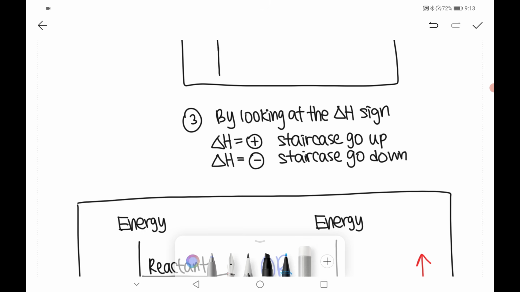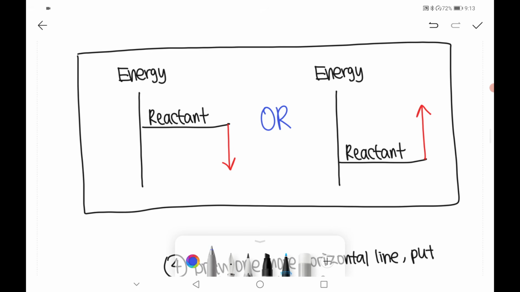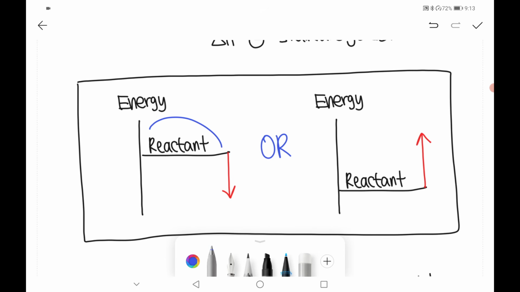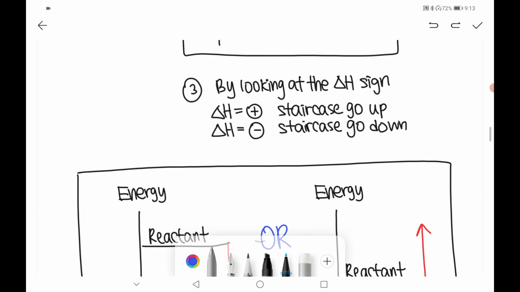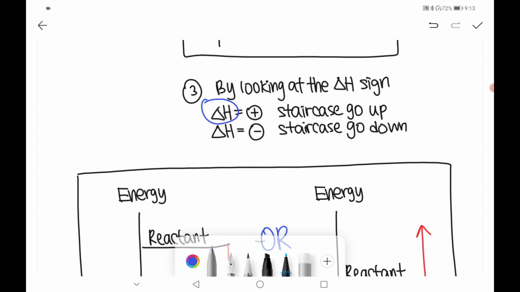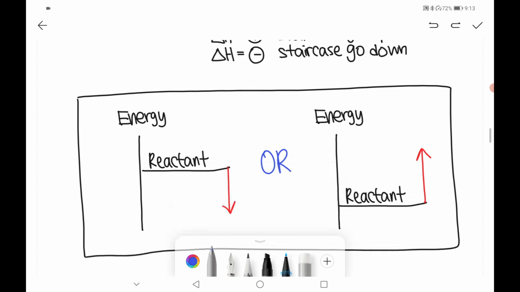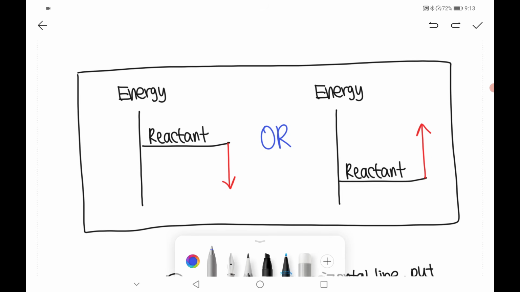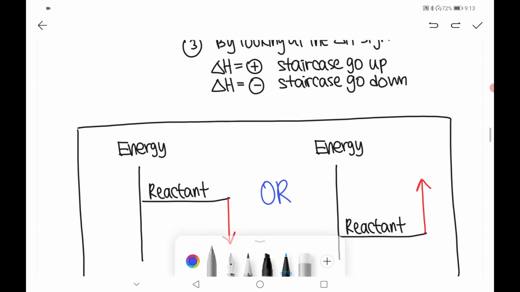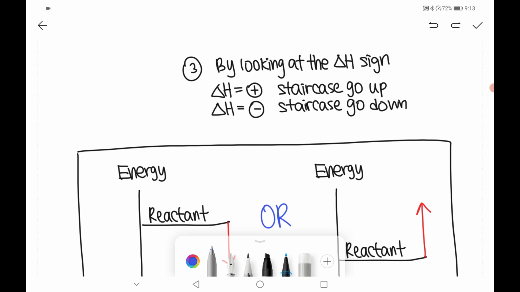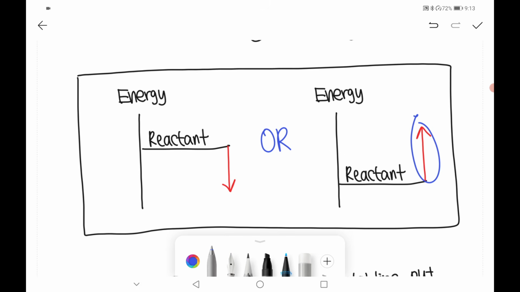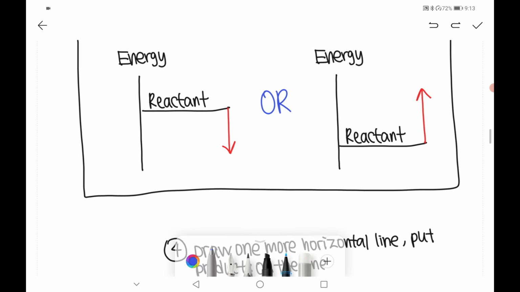So let me show you two examples. This is the reactant. If the delta H is negative, you will go down. If the delta H is positive, you go up. So that's it.